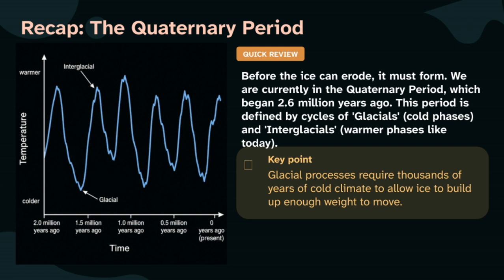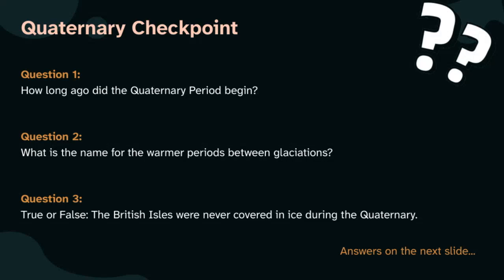So let's do a question. Why does a glacier need to become very thick before it can shape the land? Here's the model answer. Because the weight of the ice creates pressure, allowing the glacier to move and erode the rock beneath it. Let's quickly check your understanding of the Quaternary period.